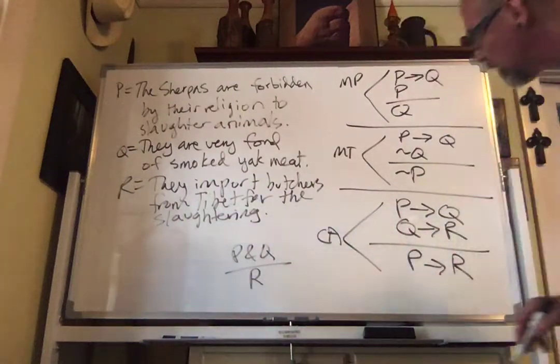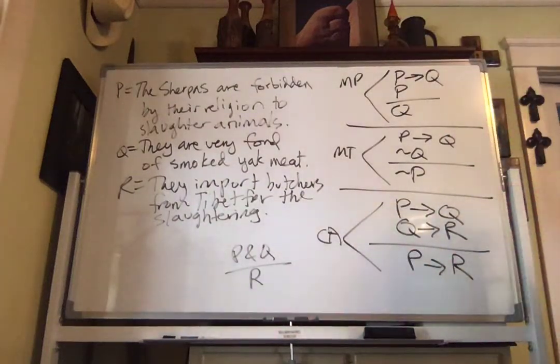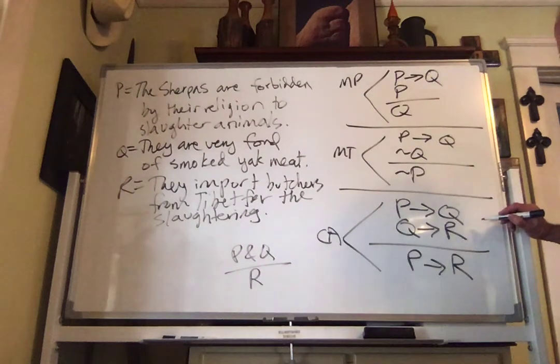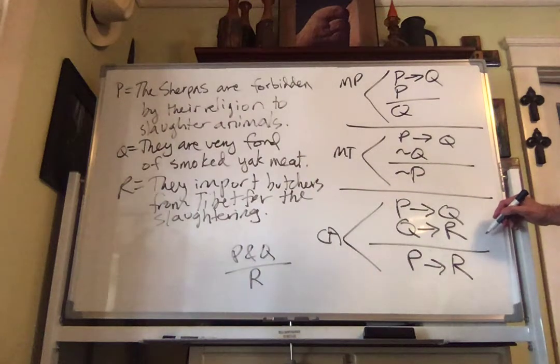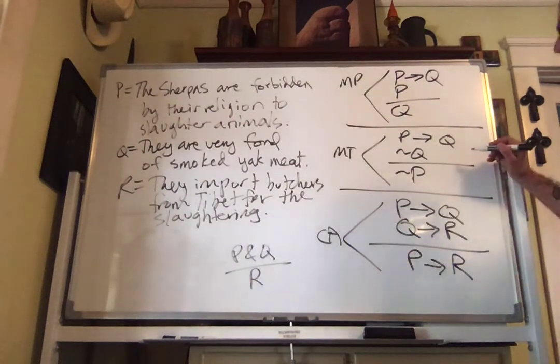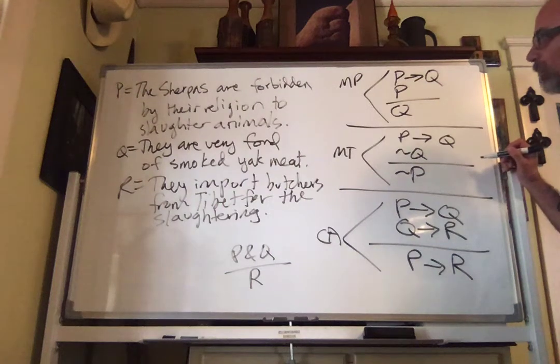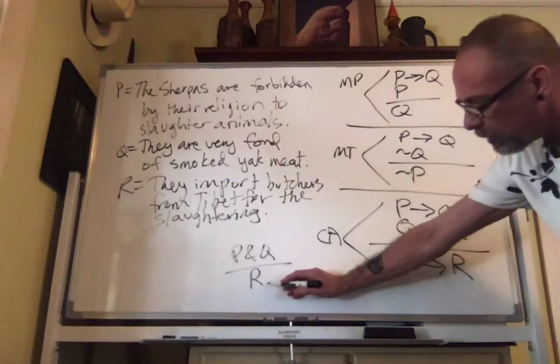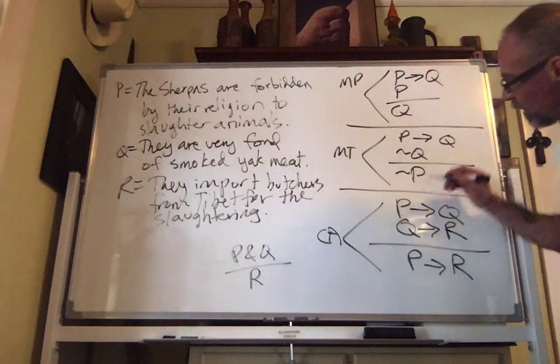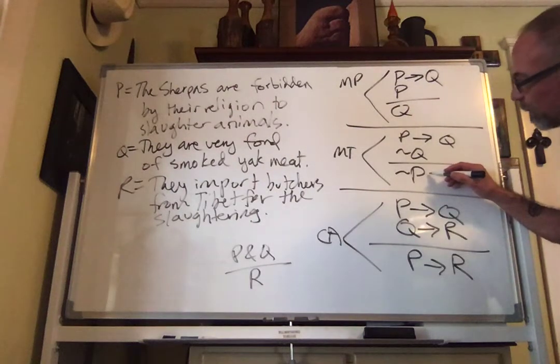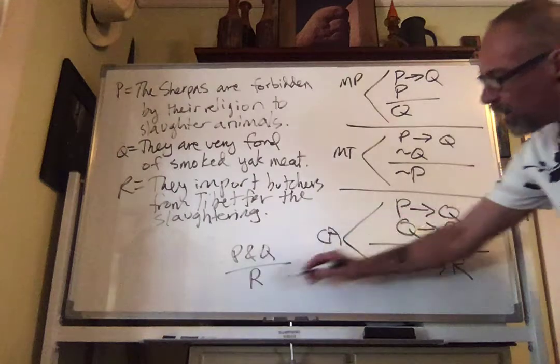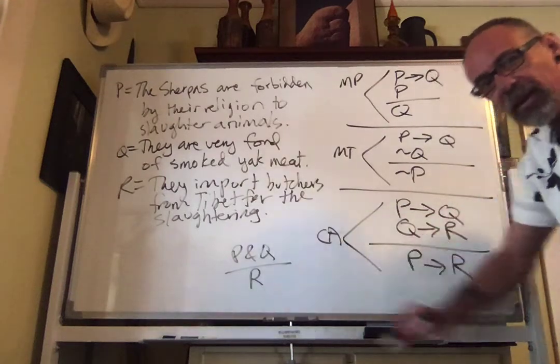R is the conclusion. Now if we look at these forms, there's no way in the world we could be looking at an example of chain argument with an unstated premise. We'd already have to have two conditionals and we have none. There's no way in the world we could be looking at an example of Modus Tollens because, well, even if you just look at the conclusion, in Modus Tollens the conclusion must be a negation. And the conclusion here is not a negation.